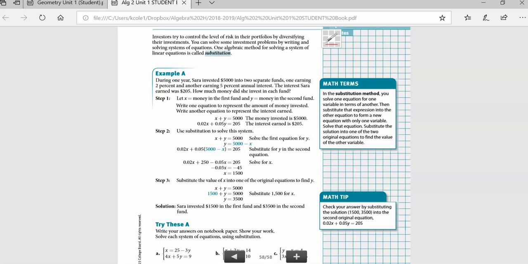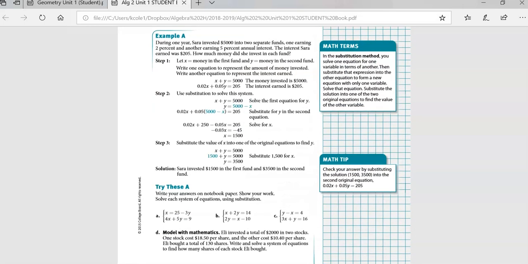But this one's saying investors try to control the level of risk in their portfolios by diversifying their investments. You can solve some investment problems by writing and solving systems of equations. One algebraic method for solving is called substitution. Now, most of you probably remember this from Algebra 1. Some of you may not, so that's why we are going back over this.